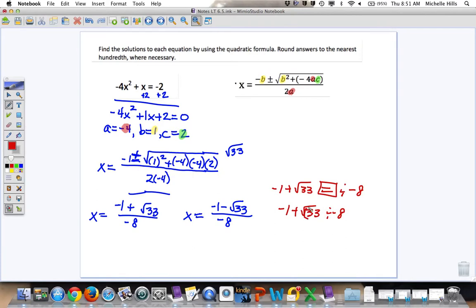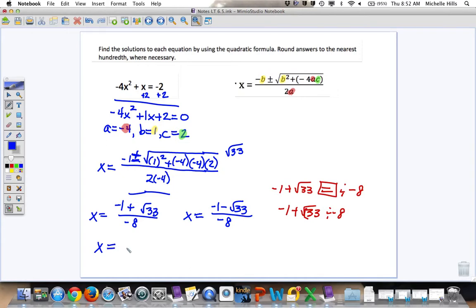Or, even if it doesn't open this parenthesis, your calculator knows the order of operations, and it's going to divide the square root of 33 by -8 first, and then add it to the -1, which isn't what you want it to do. You want it to do this calculation, get an answer, and then divide by your -8. So be careful as you punch it in.